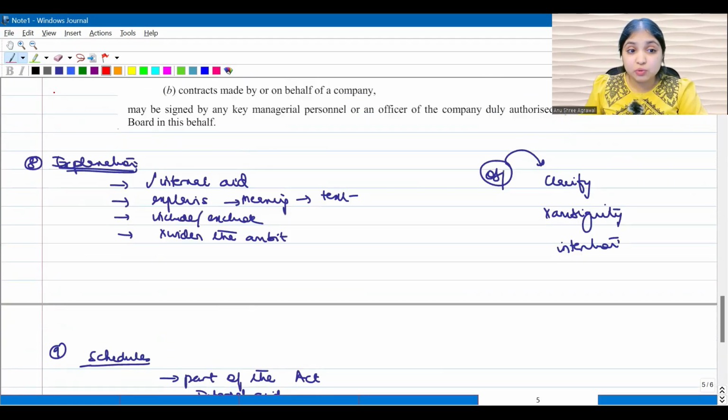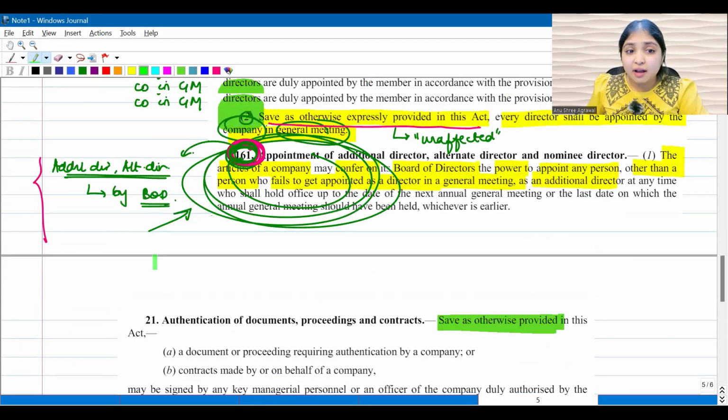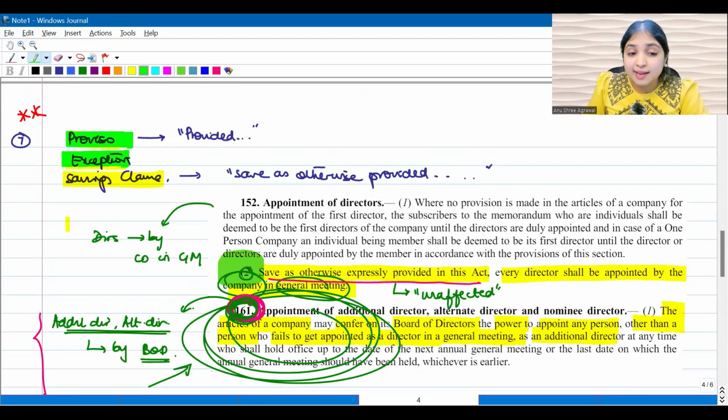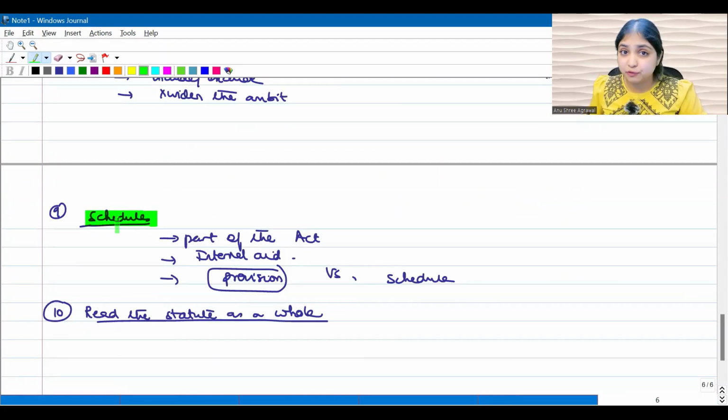Then we learned about schedules. We said that schedules are a part of the act. They are arranged in the law after the sections are over. Yes, the schedules are a part of the act, but they should not override the plain provisions of the act.